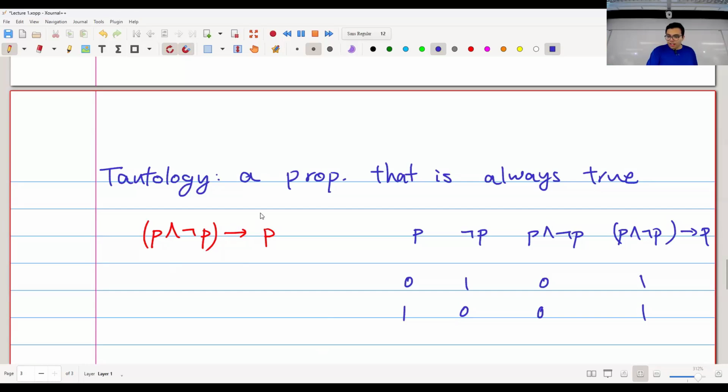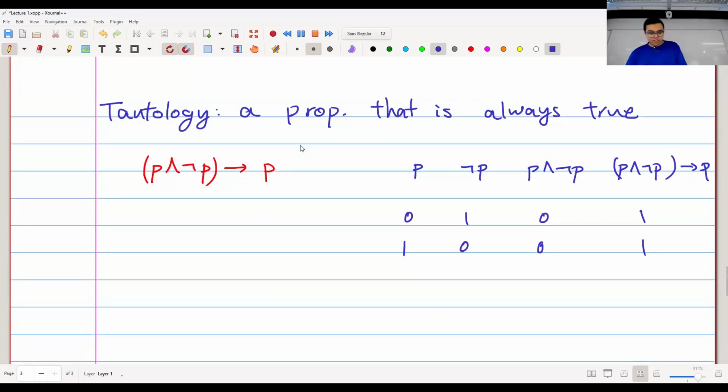Okay. Now, what is the opposite of a tautology? If I have a proposition that is always false, I call that a contradiction. So a contradiction is just a proposition that is always false.